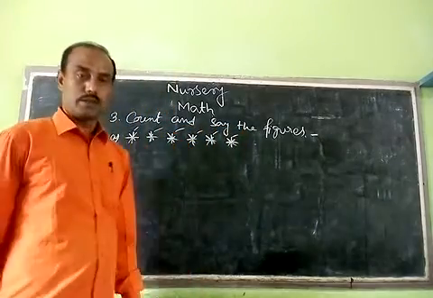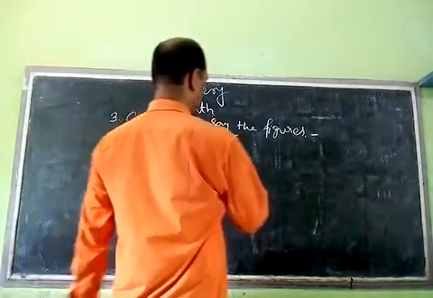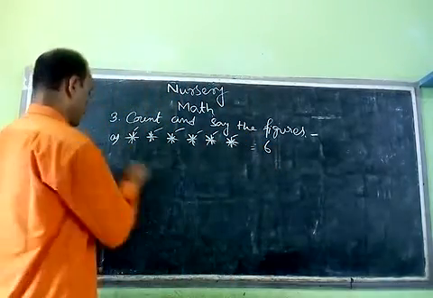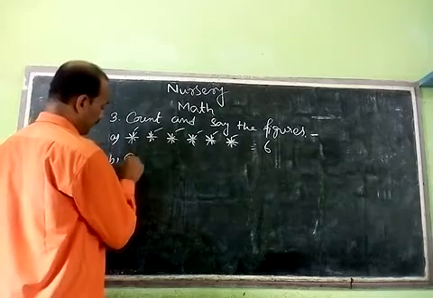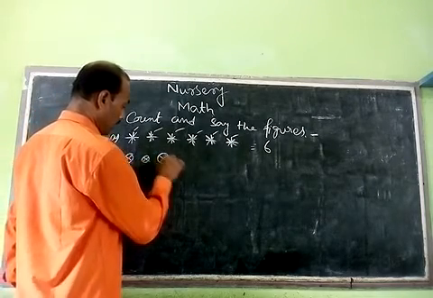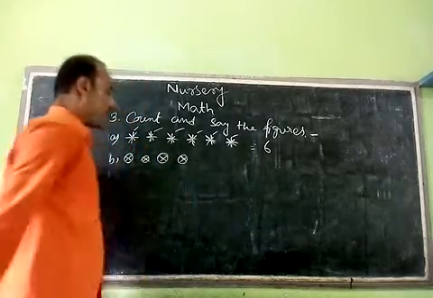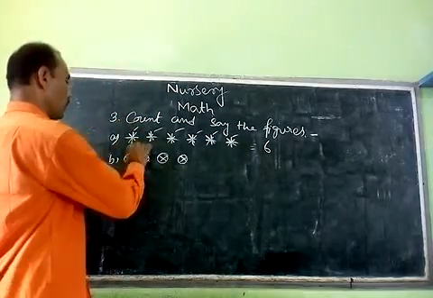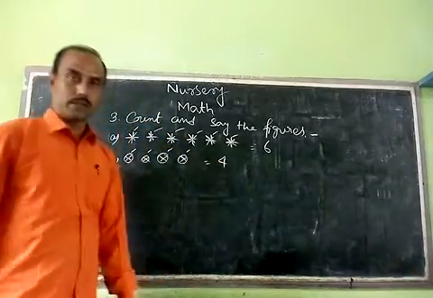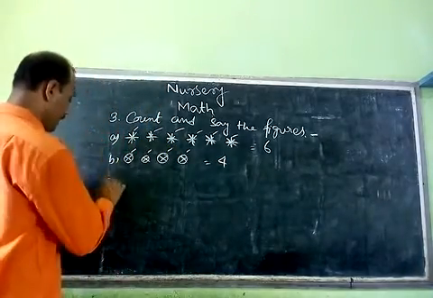6 figures. How many figures are there? 6 figures. B. How many figures are there? 1, 2, 3, 4. 4 figures. C.